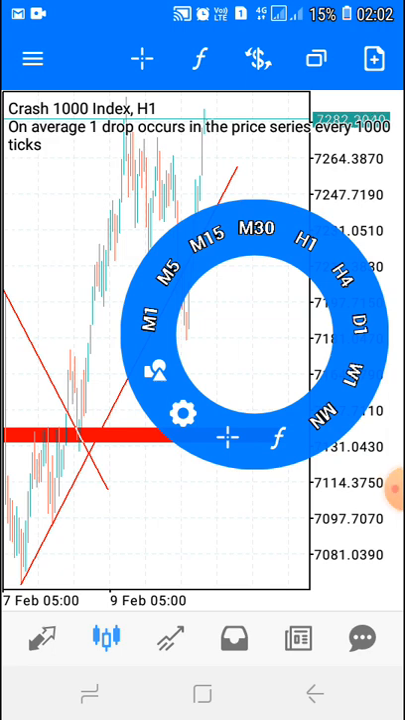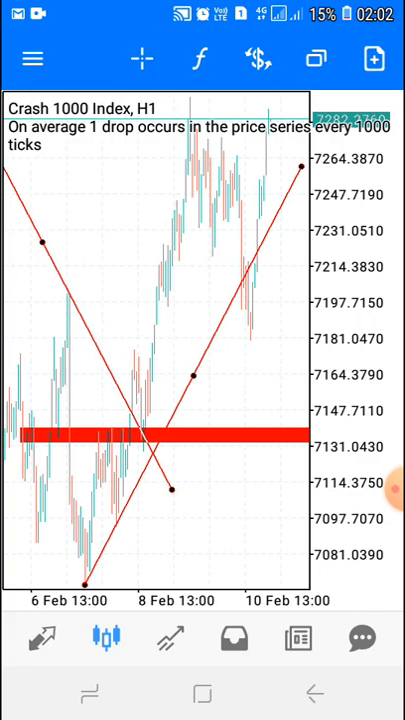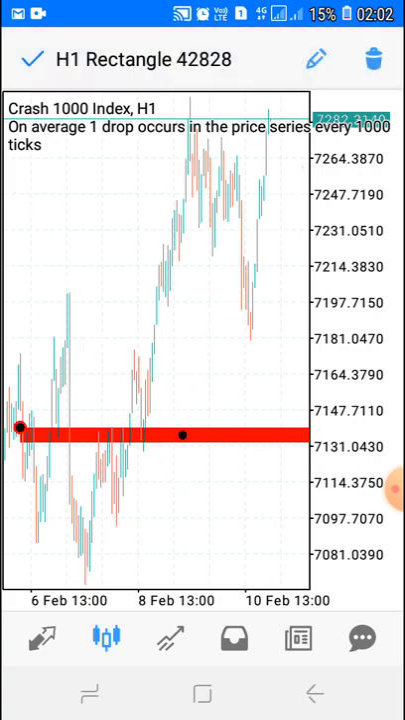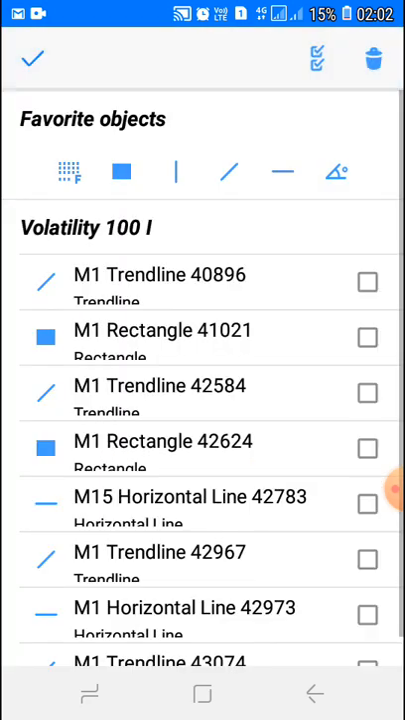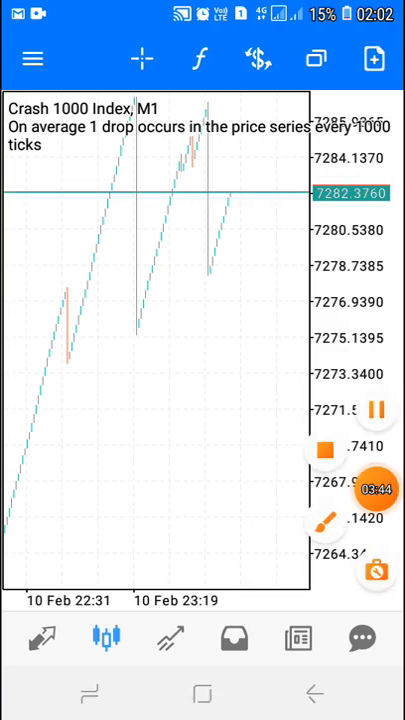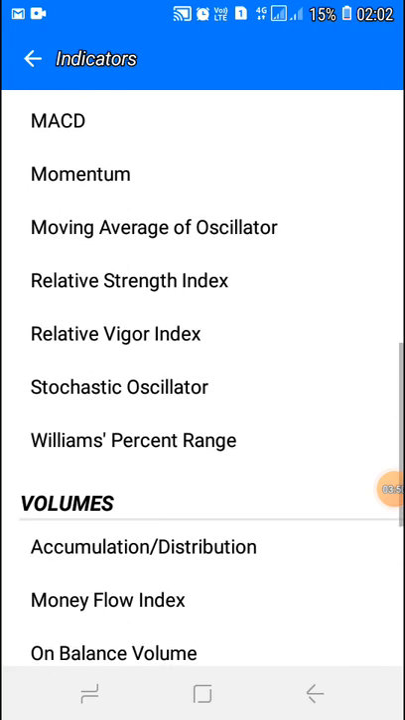So let's go to the 1 minute time frame and add the indicators that we need for the strategy. Now let me just remove all of this stuff. Last one. Now let's go to the 1 minute time frame, and I'm going to remove everything that I've drawn on this chart. We're on Crash 1000 at the moment, and the first thing we're going to do is add our stochastic oscillator.